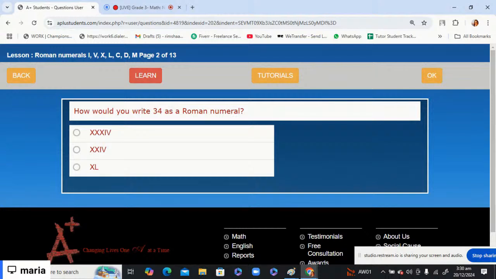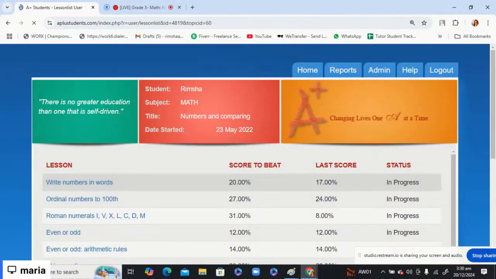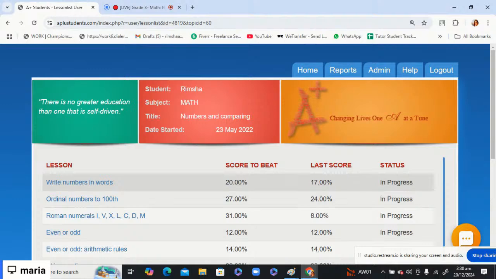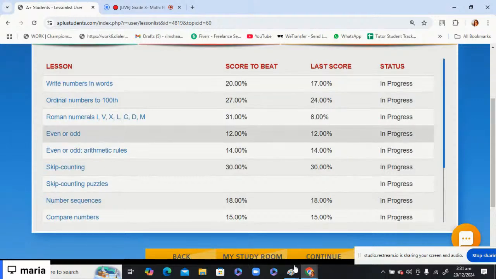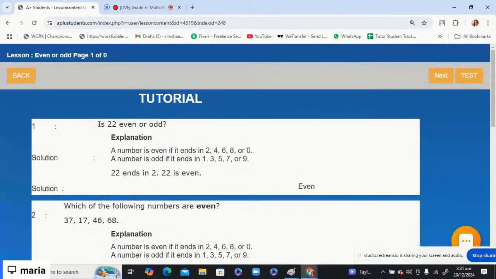In this way, you are going to solve all of them one by one. Hope you guys understand the lesson of the Roman numerals. This is a very easy lesson if you are going to remember 1 to 10 and only just remember what is 20, what is 30, what is 40, what is 50, what is 60, like the 10th difference. Okay, now even or odd, the next lesson.